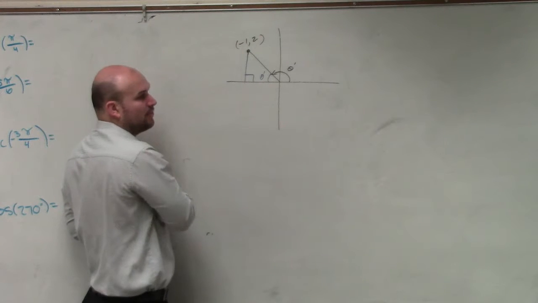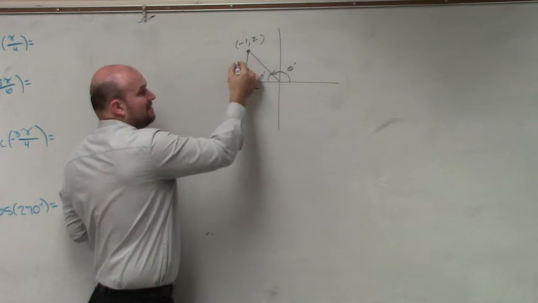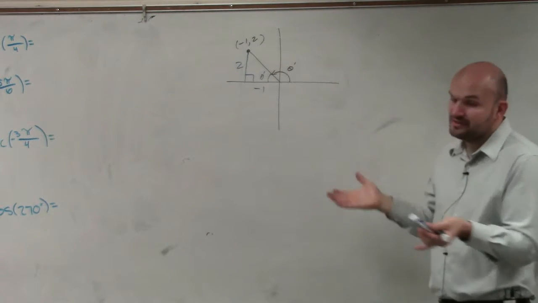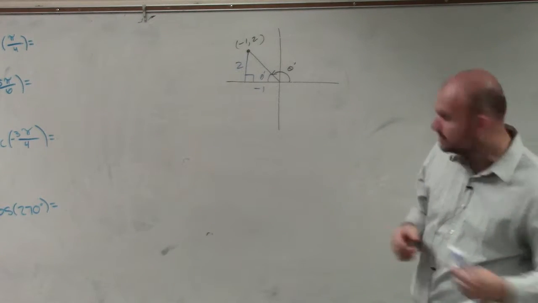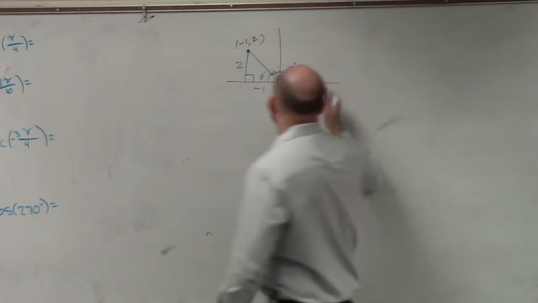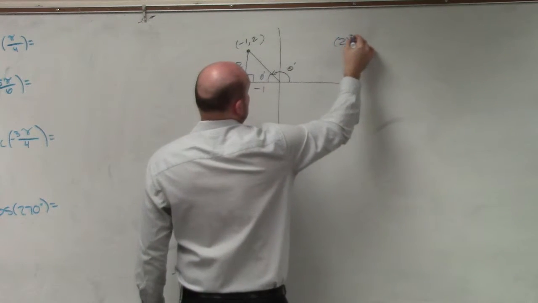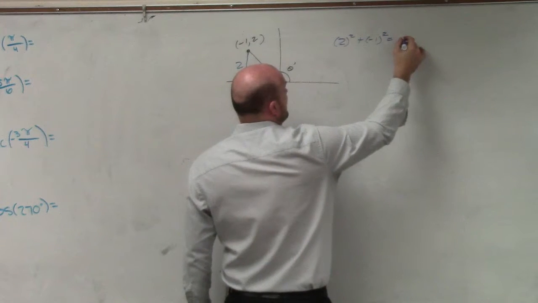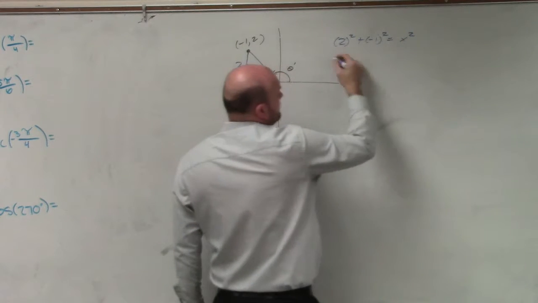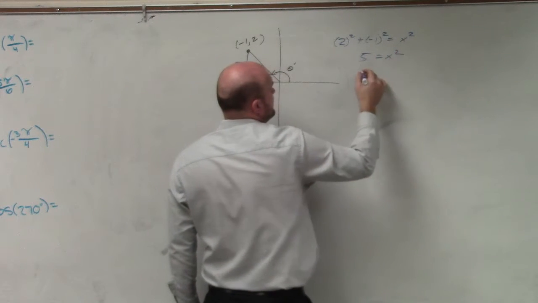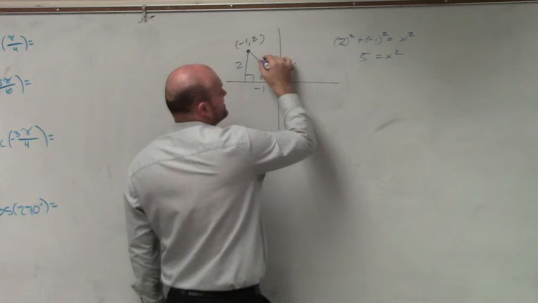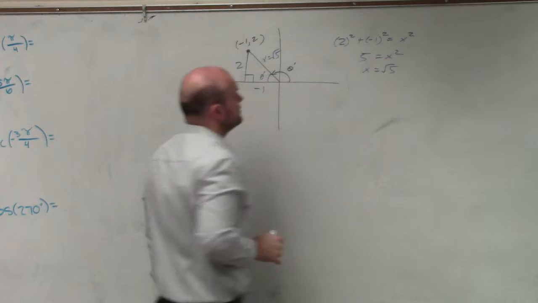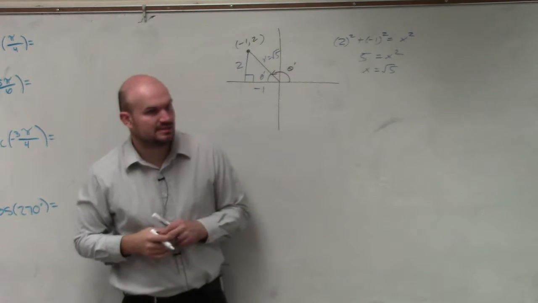Now, this coordinate point is important because this tells us -1, and that tells us the y value, which is 2. So if I'm going to evaluate for the 6 trigonometric functions, I know I need to find my hypotenuse. So I'll do 2 squared plus -1 squared equals x squared. This becomes 5 equals x squared. So therefore, we'll just say this is x equals the square root of 5. Does everybody at least follow me on this?